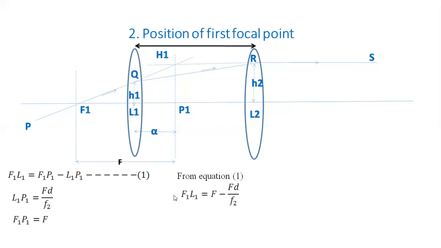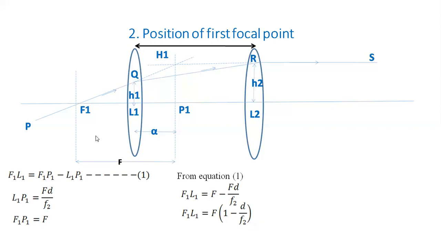Equation 1 becomes F1 L1 is equal to F minus L1 P1, that is F minus F d divided by F2. You can take F common here. Therefore, F1 L1 is equal to F into 1 minus d by F2. This is the value of F1 L1.